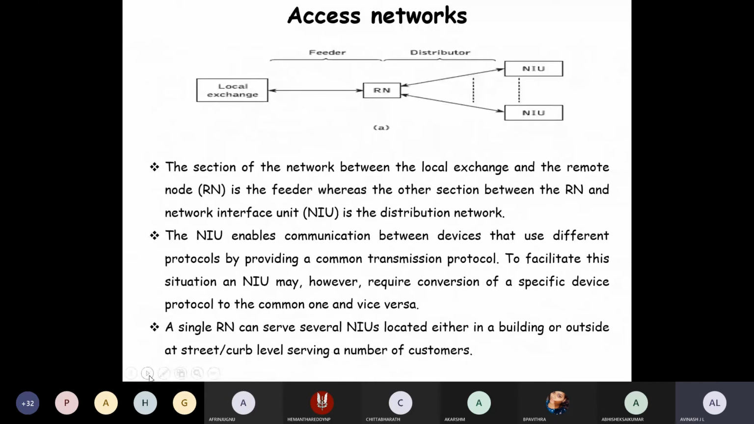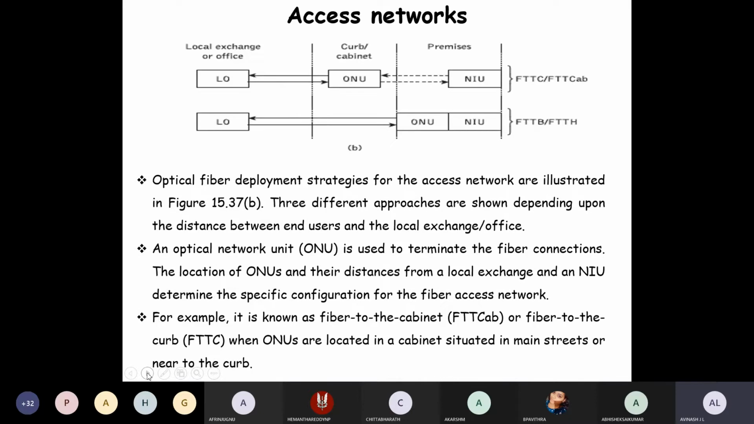All those things are explained here. You can see this diagram. This is the local exchange and router network. It is the NIU. We can see the remote node and the NIU, which is the network interface unit. You can see the feeder and distributor, and the local exchange or office, LO. The next one is the curb cabinet, which is ONU. ONU stands for optical network unit.